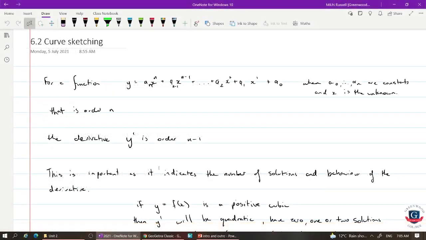Hi everybody, today we're going to have a look at curve sketching. Curve sketching is quite an important part of calculus, and we're going to have a look at how that works for a function and its derivative.